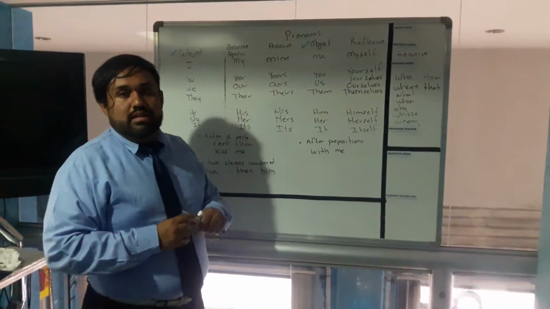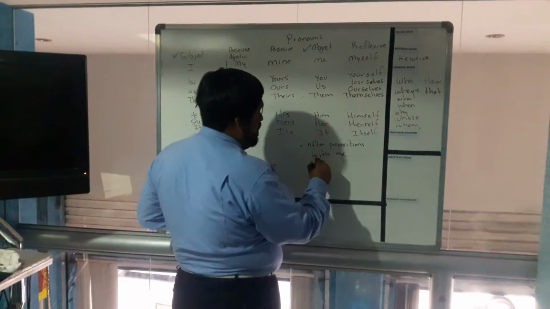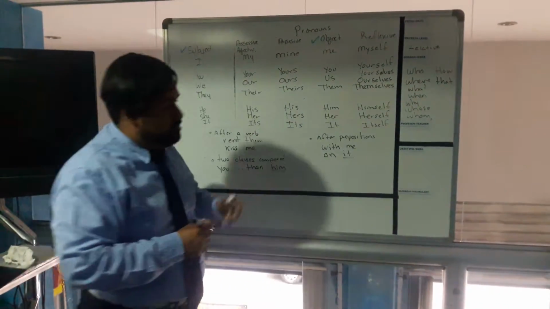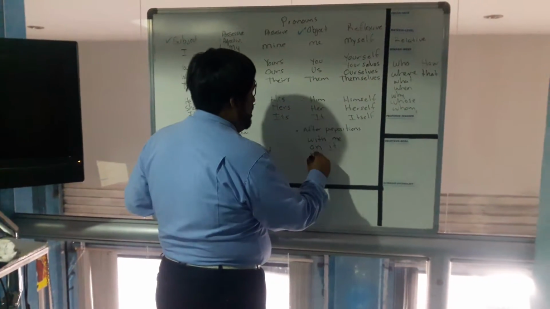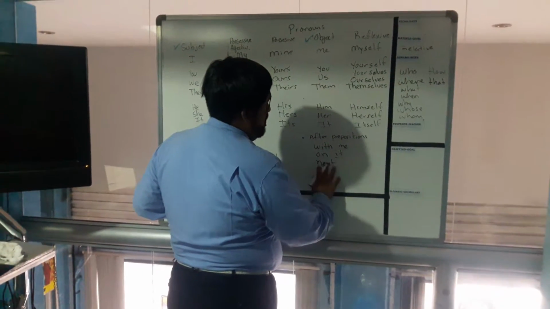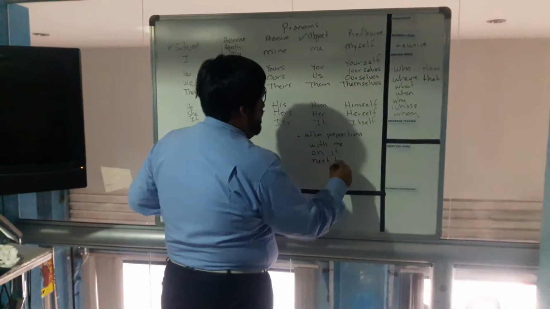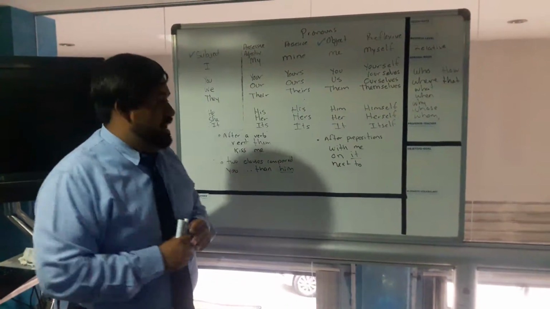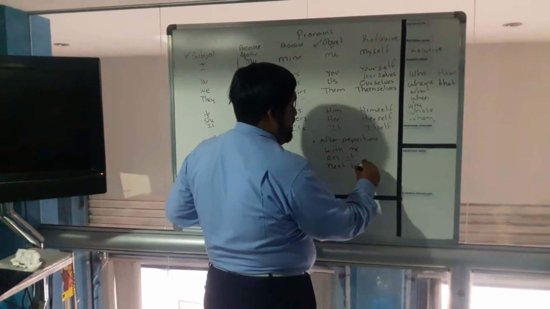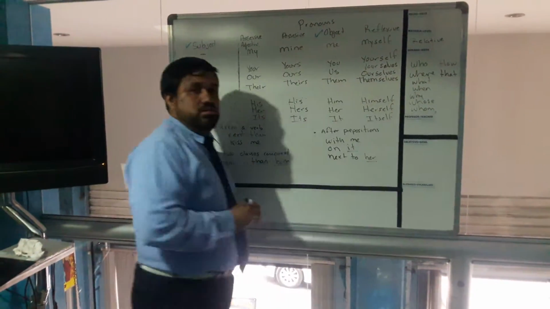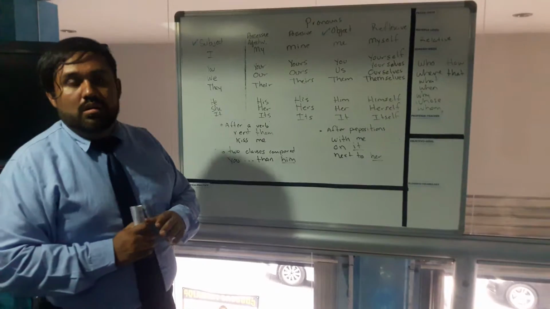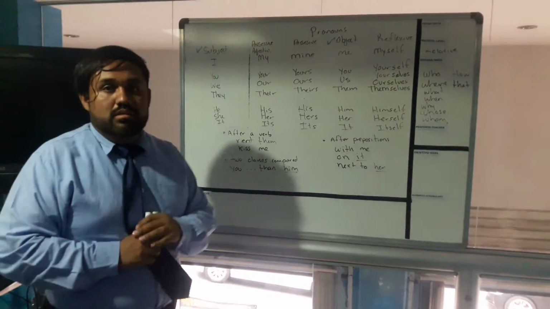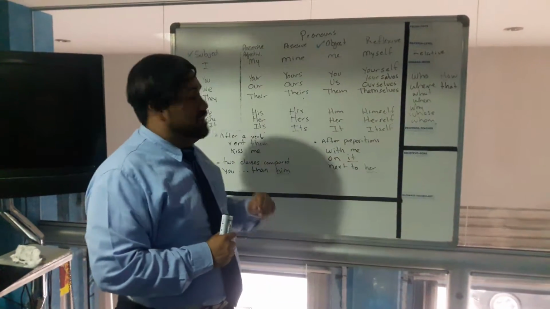Another question: where is the cat? It is on it. When I say "it," it can be the table. Another example: where is your brother? You say "it's next to her." When I refer to "her," it is maybe next to her sister, next to her mother. So that is it.